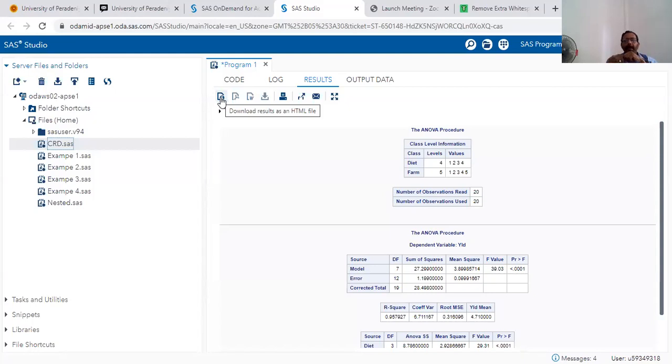It says removing white space. If you type it, it will give it. Because there are so many programs for removing white space, only a couple of programs are compatible with SAS. So you'll have to be familiar with that.